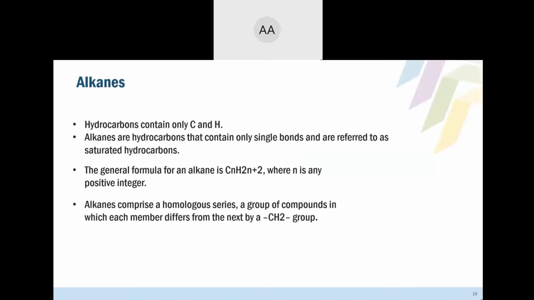Alkanes are hydrocarbons that contain only carbon and hydrogen. Alkanes are hydrocarbons that contain only single bonds and are referred to as saturated hydrocarbons. The general formula for an alkane is CnH2n+2, where n is any positive integer. Alkanes comprise a homologous series, a group of compounds in which each member differs from the next by a CH2 group.